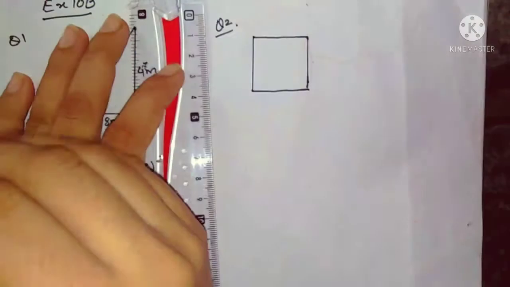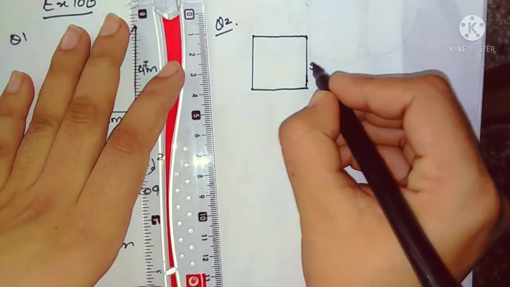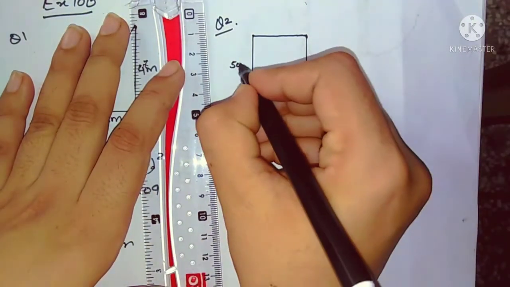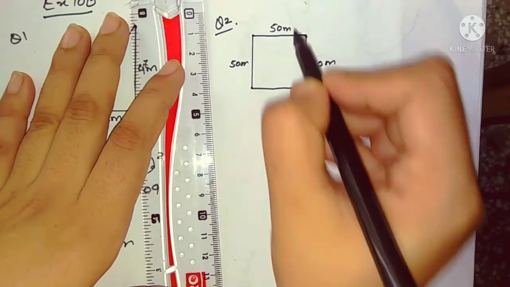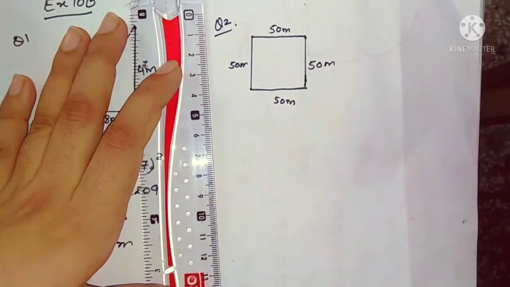Alright, this is a square field and each side of the square field is 50 meter. So this is 50 meter. This is also 50 meter. This is also 50 meter. And this is also 50 meter.